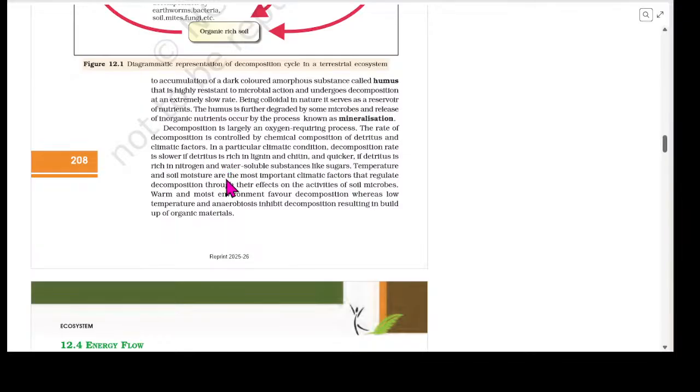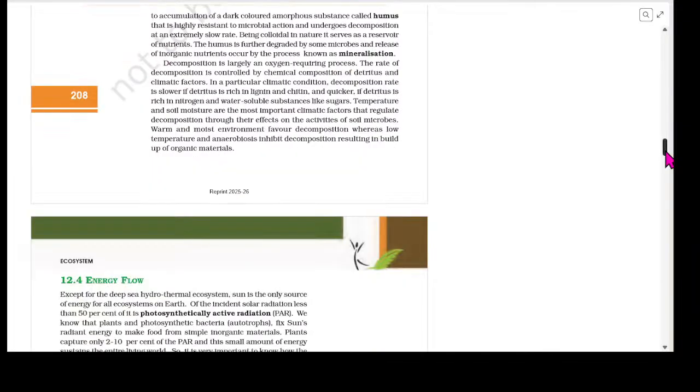Temperature and soil moisture are the major important climatic factors that regulate decomposition through their effects on the activities of soil microbes. Warm and moist environment favor decomposition, whereas low temperature and anaerobiosis inhibit decomposition, resulting in build-up of organic materials. This paragraph, starting from decomposition to materials, is very important for competency based questions.